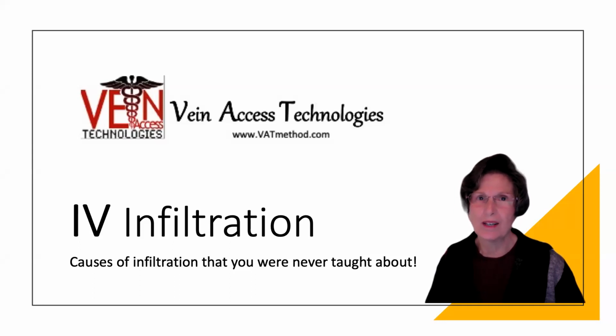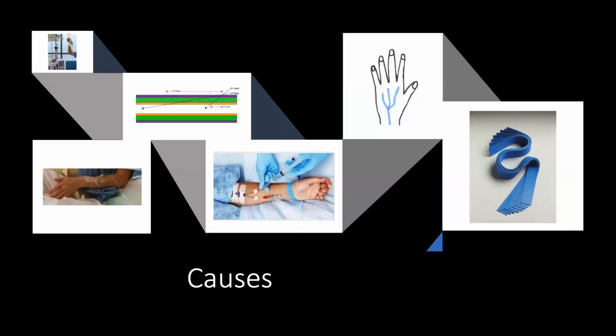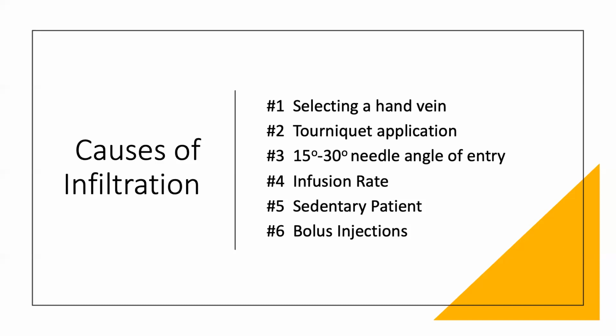And this is going to be a quick video on causes of IV infiltration that nursing school never taught us. There are 6, and we're going to be covering them now. The primary cause is selecting a hand vein. Next, use of that tourniquet. The 15 to 30 degree needle angle of entry makes a problem. Infusion rate, the sedentary patient, and bolus injections.